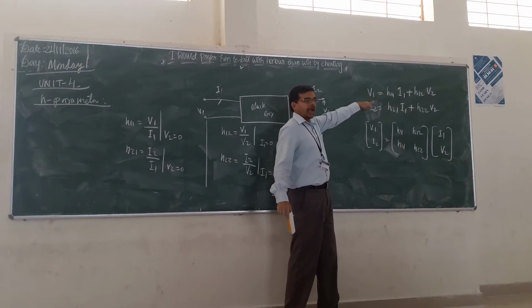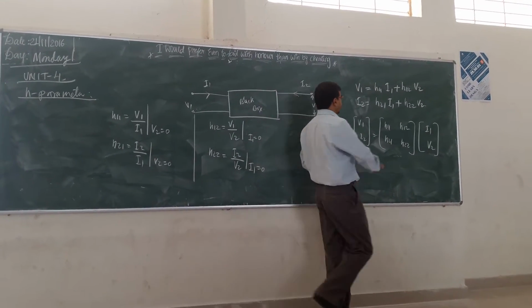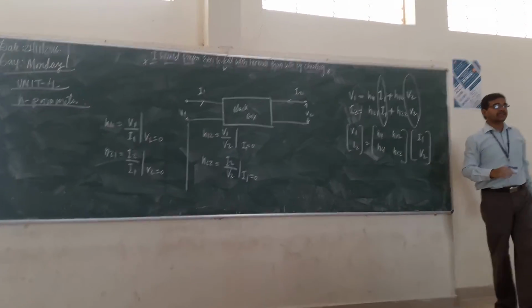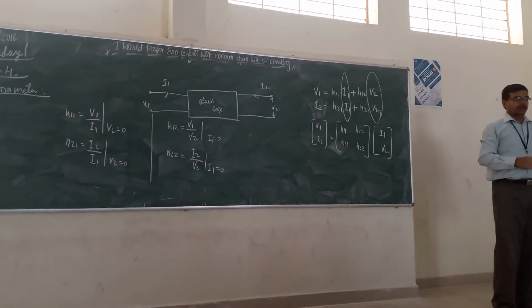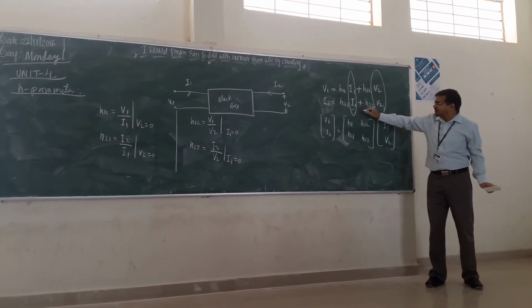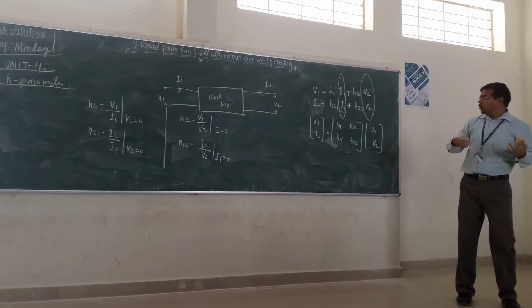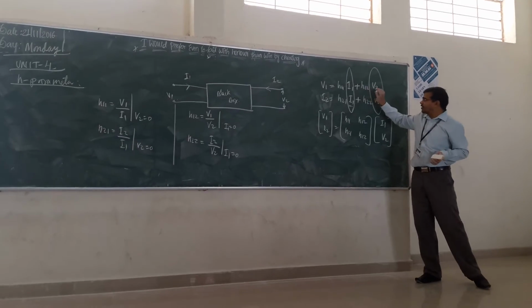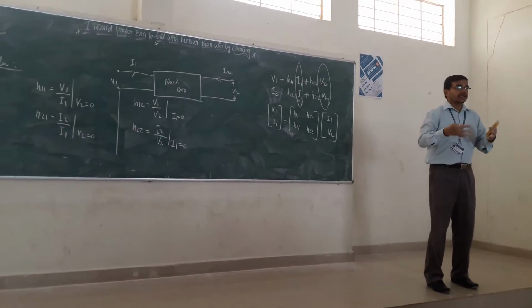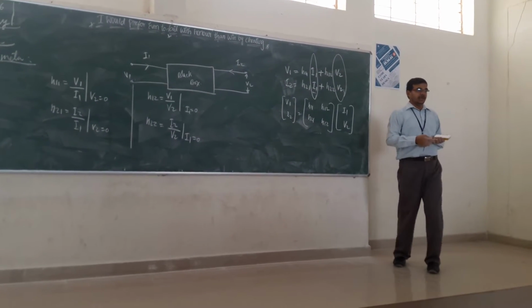Here V1 and I2 are dependent variables. We have assumed I1 and V2 as independent variables. As you are having both voltage and current as independent variables, this is called hybrid.